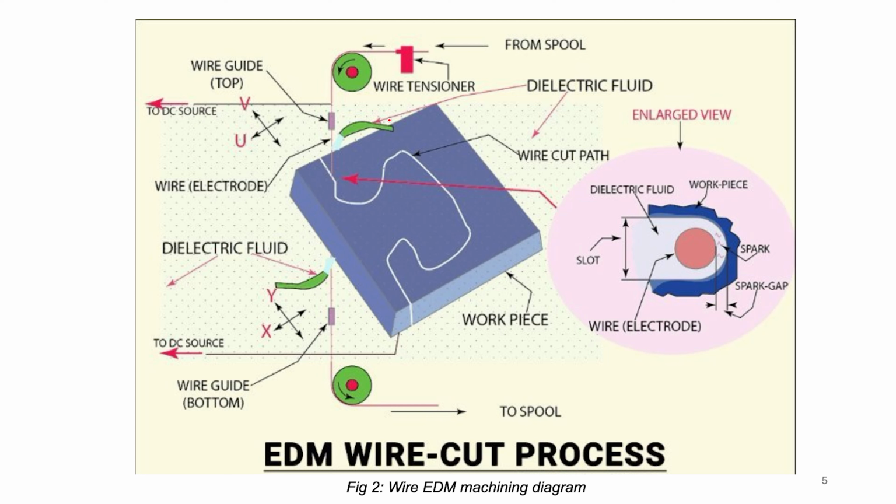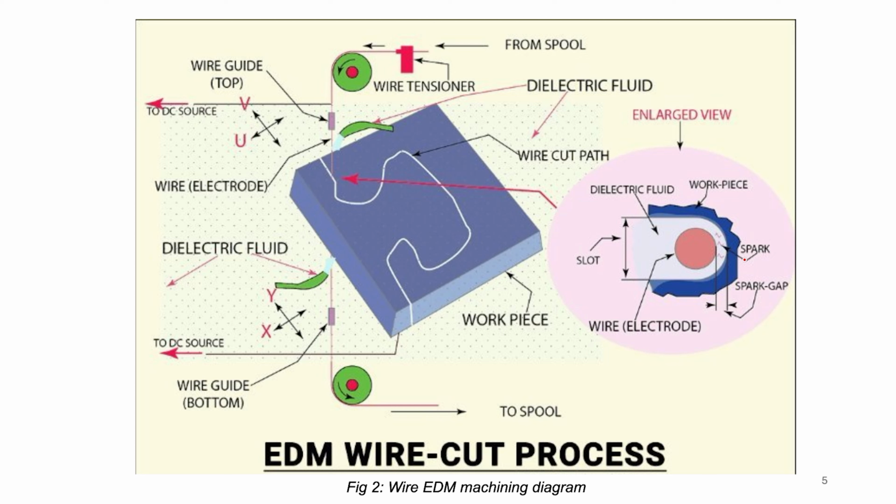So here is the basic setup. Here you can see the wire tensioner and then two spools which contain the wire, and here are two wire guides. With the help of CNC control, the workpiece moves and the material is cut out. Here you can notice the dielectric fluid which insulates the medium, and here you can see the slot. This is the slot, and the spark removes the material by vaporizing it, and this is your wire. So the wire and workpiece don't come in actual contact.